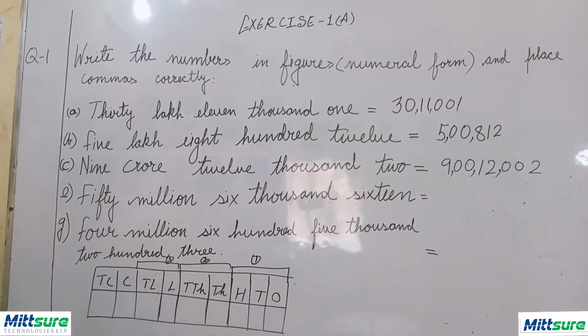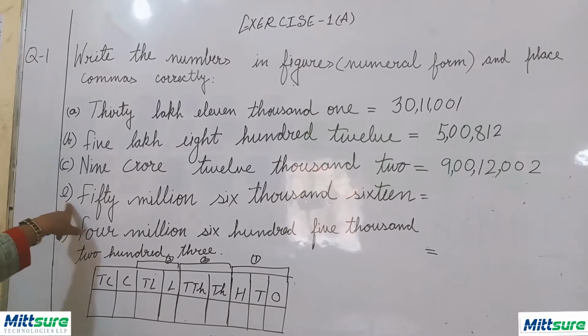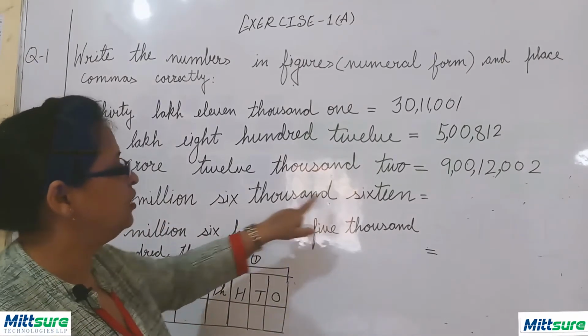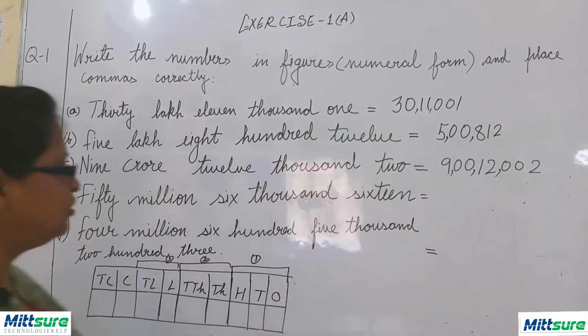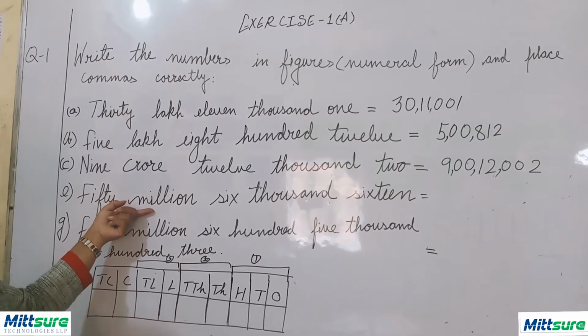Next number is E. Question E, 50,006,016. Here you are observing the word millions. It means this is the international system.